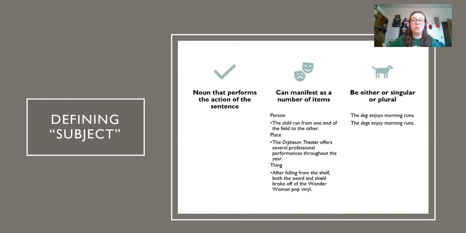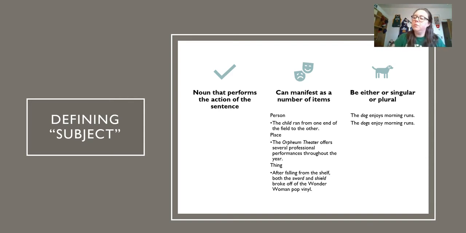So first, what we want to do is understand what a subject is. Now, that is a noun that performs the action of the sentence. It can manifest as a number of items. So oftentimes, nouns are explained as a person, place, or thing. And it's actually a very solid way of understanding what a noun is.